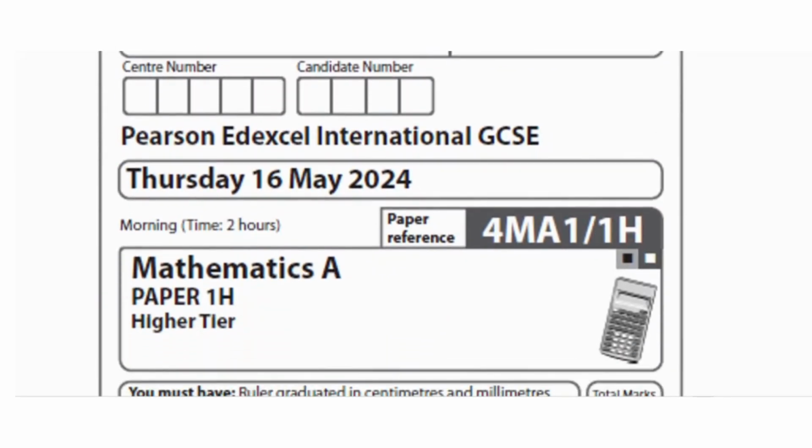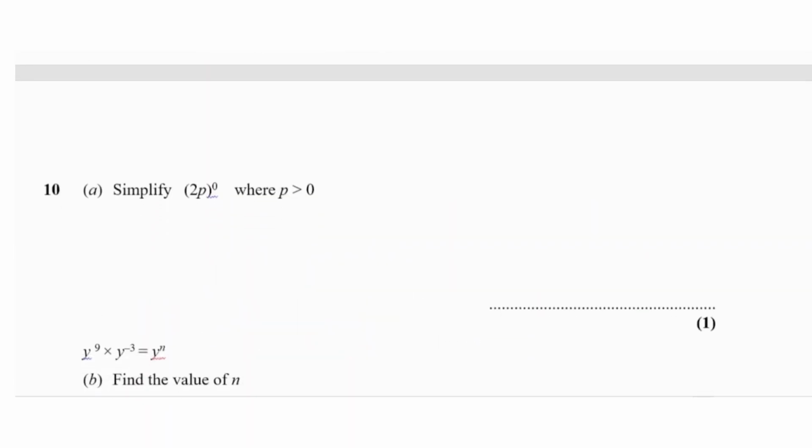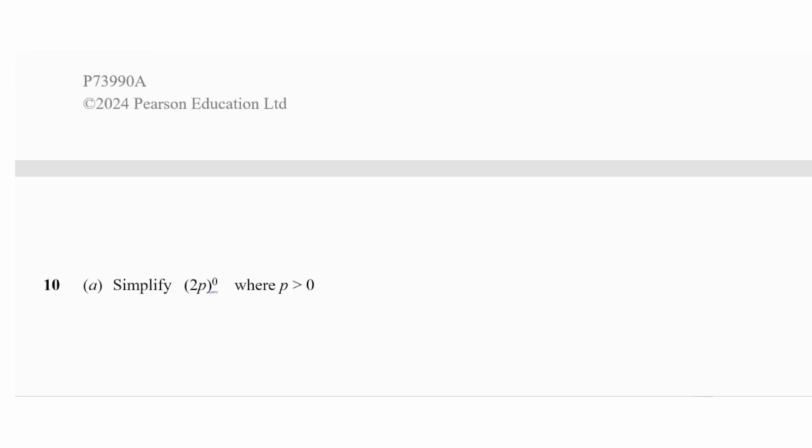So this is May 2024 IGCSE paper 1H. We already did question number 1 to 9. Today we're going to start with question number 10. Okay, so this is question number 10.